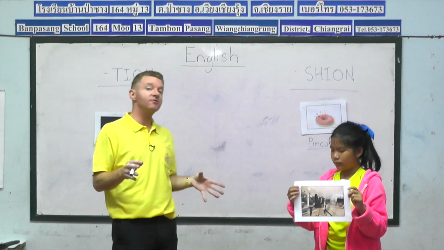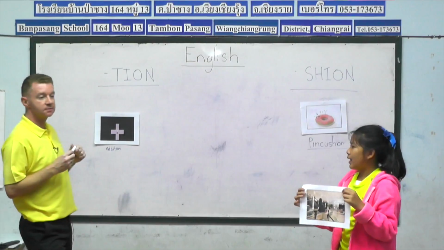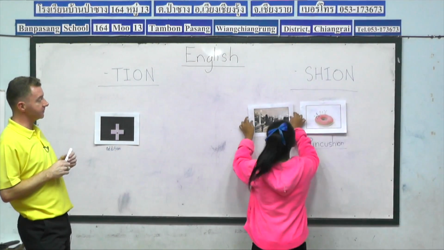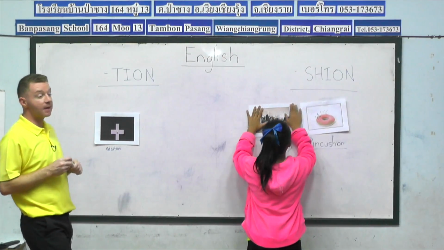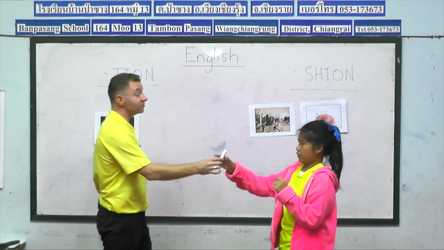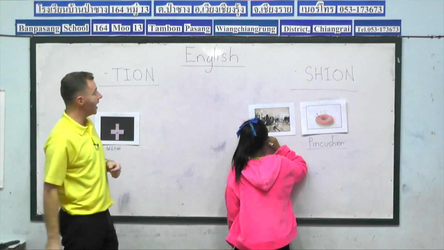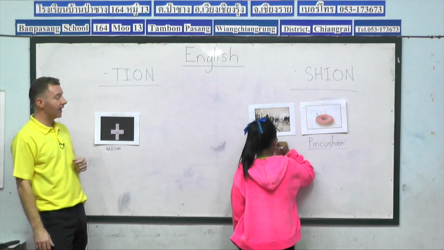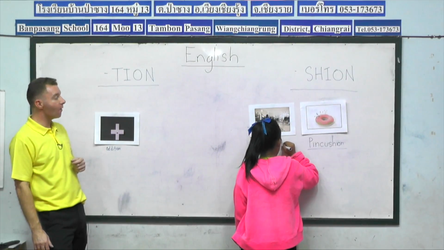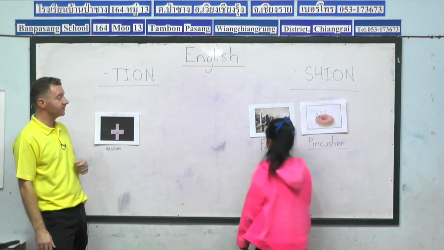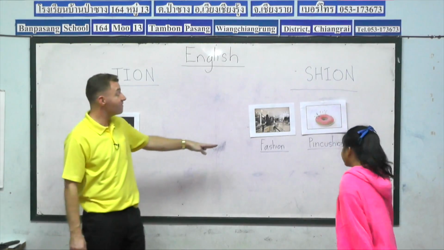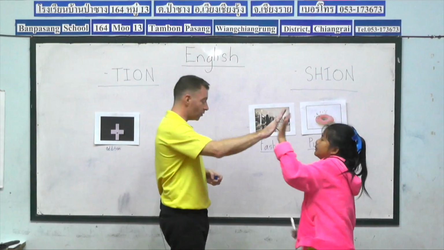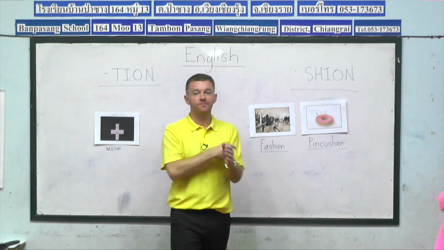But what type of fashion spelling do we use? S-H-I-O-N. Perfect. S-H-I-O-N. And Lakgao will demonstrate how to spell the word fashion correctly. F-A-S-H-I-O-N. Perfect. So we can say together, guys, fashion. Fashion. Brilliant, Lakgao. Big round of applause for Lakgao, please, guys.